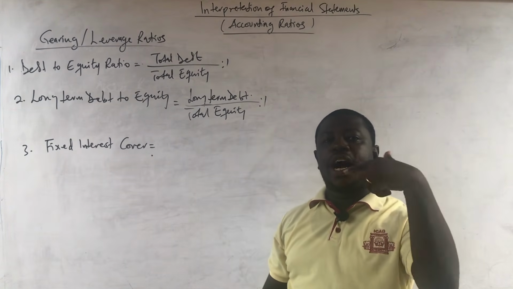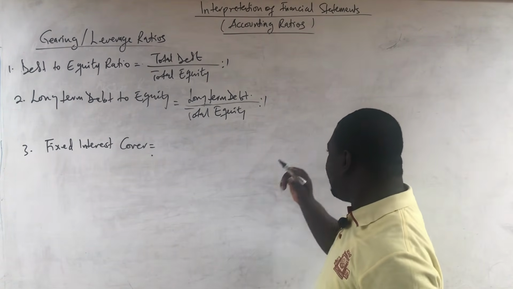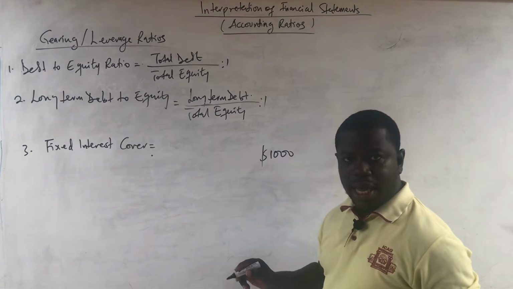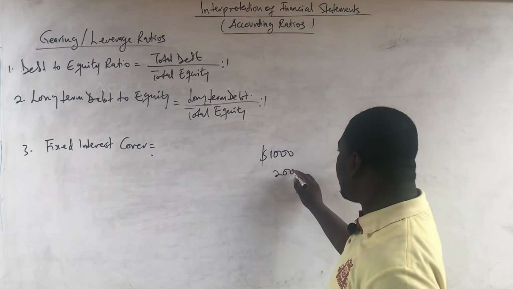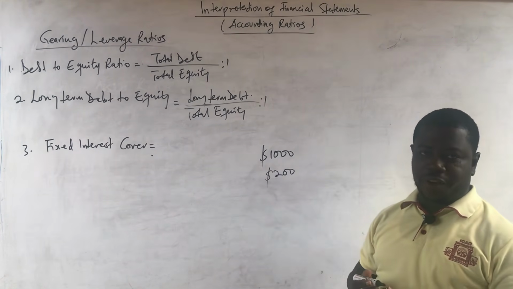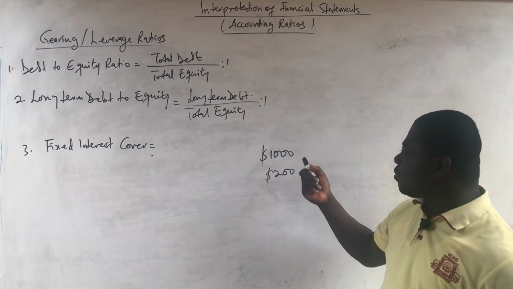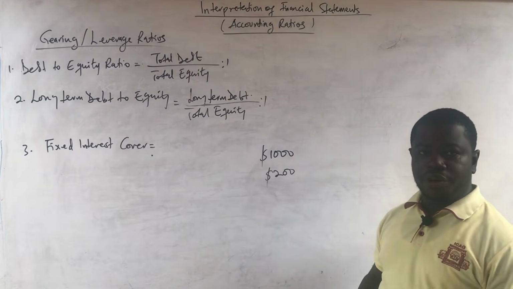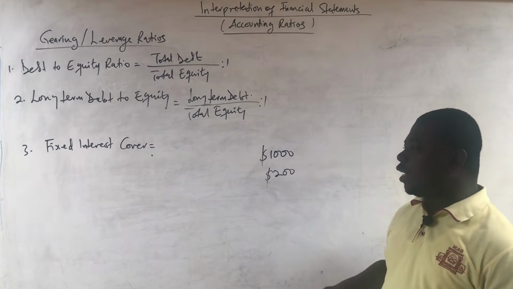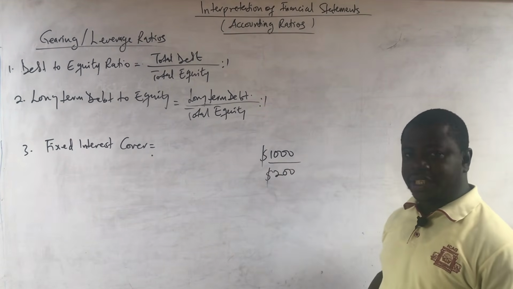Then we ask ourselves, how many times can we pay? So if I have a profit before interest and tax of $1,000 and I have an interest expense of $200, how many times can this 1,000 pay the 200? You will see that it can pay this 5 times. How did I get that? I divided this by that and we get 5.